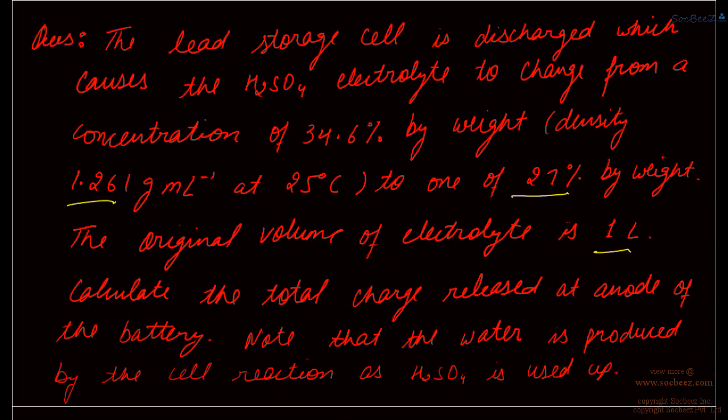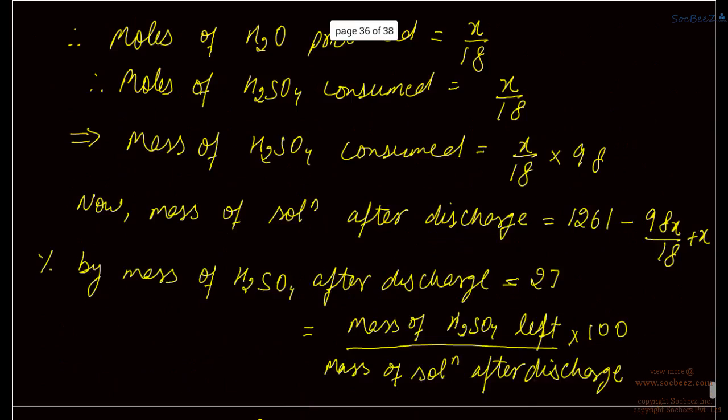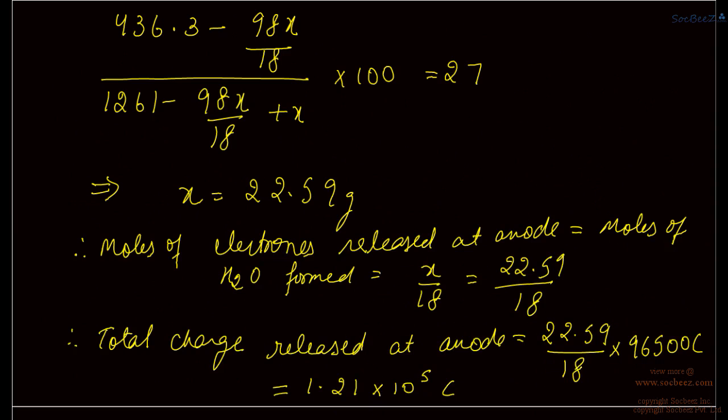Okay, so this question has been solved here. It was asking us to calculate the total charge released at anode of the battery. So the total charge released at anode as a result of the discharge is 1.21 into 10 raised to the power 5 coulomb. So this question is solved, and that's all for this chapter.